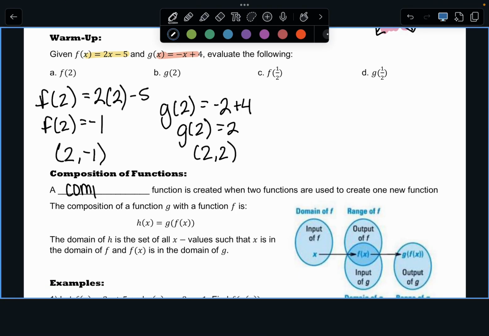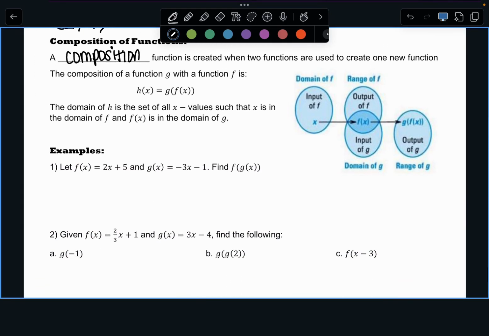So, when we plug a function into a function instead of a number into a function, we call it a function composition. So, we use two functions to create a new function. The way we write that is like this. The right-hand side, g of f of x. G is just a function. So all this means is we are plugging f of x into g of x.